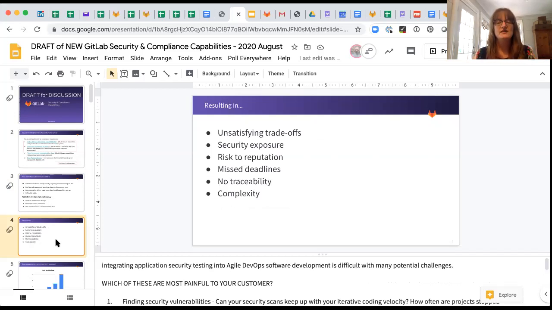Now, use this slide to ask your customer or your prospect questions. Which of these things are the most painful to them? Turn this around, get some information from them, and see where their head is in terms of what is the chief complaint, the chief issue of building security into their DevOps.